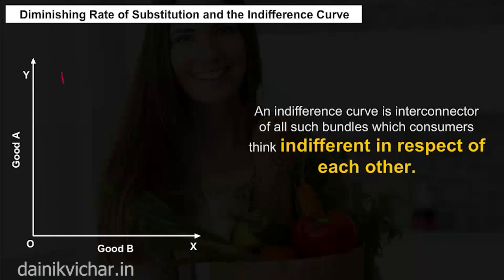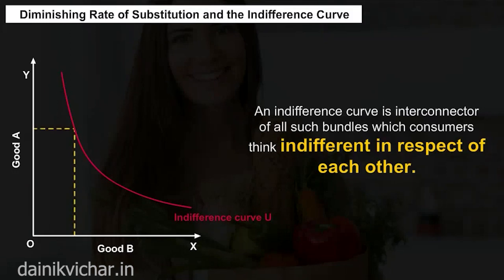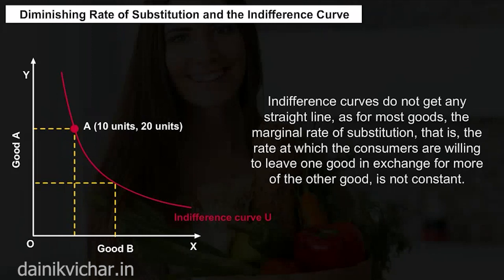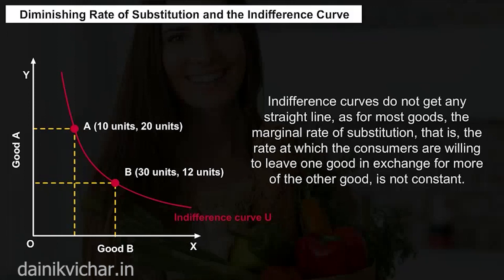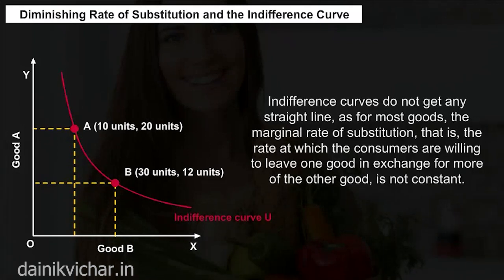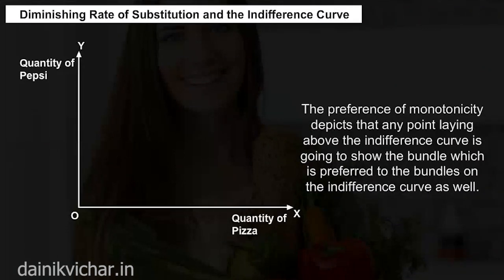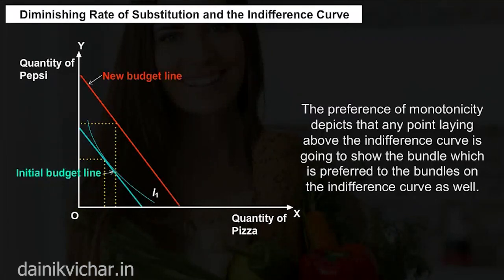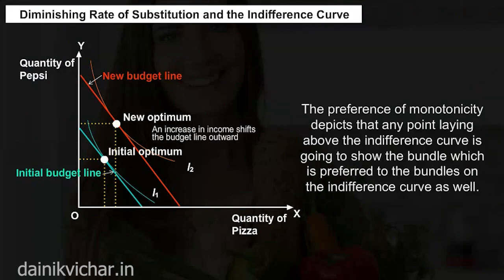An indifference curve connects all such bundles which the consumer thinks are indifferent to each other. Indifference curves are not straight lines, as for most goods the marginal rate of substitution, that is, the rate at which the consumer is willing to give up one good in exchange for more of the other good, is not constant. The monotonicity of preferences implies that any point lying above the indifference curve shows a bundle which is preferred to the bundles on the indifference curve as well.